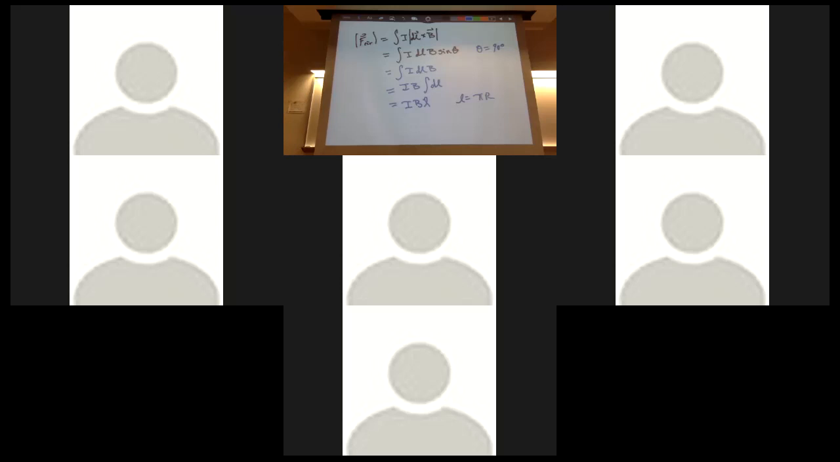So this is simply going to be equal to what? I times B times pi times r. So this is our force. So in this case, our force is simply I B pi r. Is that okay?